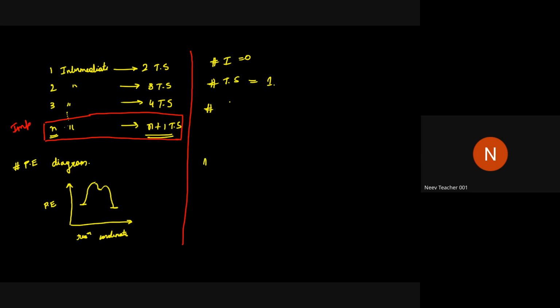In case of SN2, we don't get any intermediates. Same axes, potential energy and reaction coordinate. We will just have a single transition state which gives us the product. So this is how the potential energy diagrams of SN1 and SN2 look. Now let's see the nature of the nucleophile.